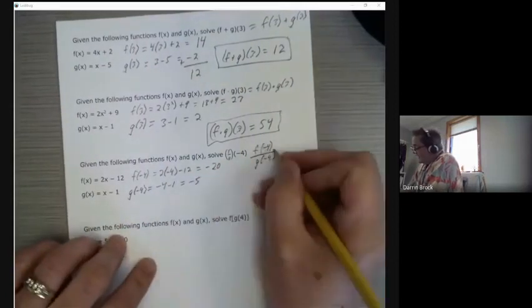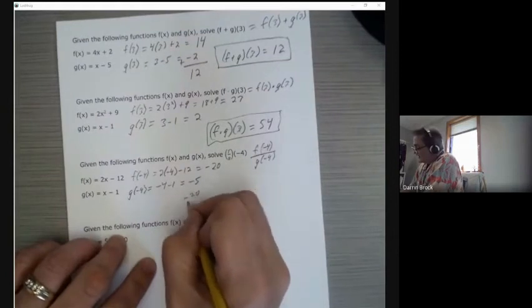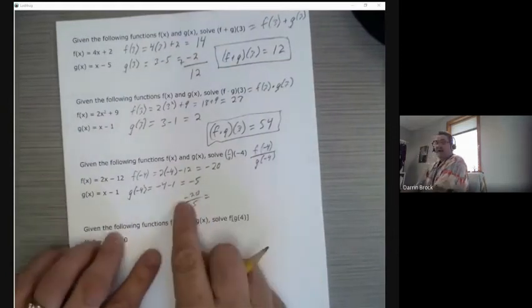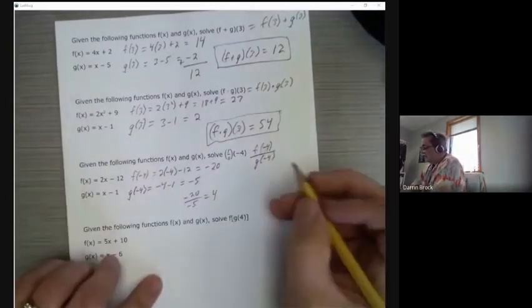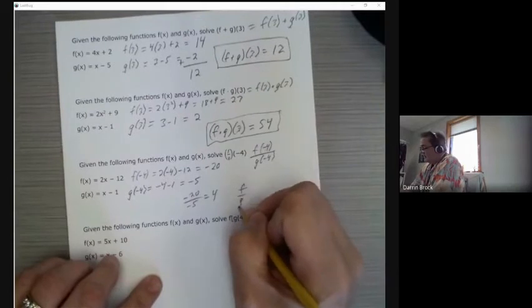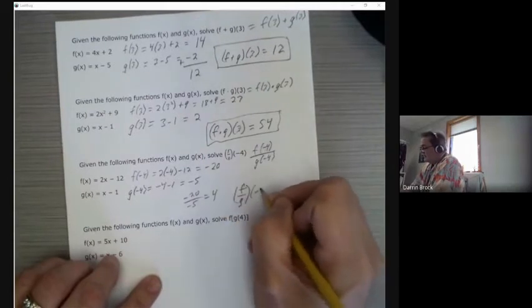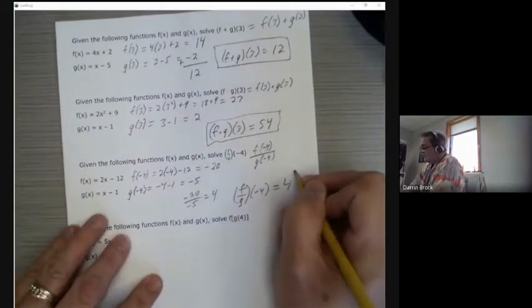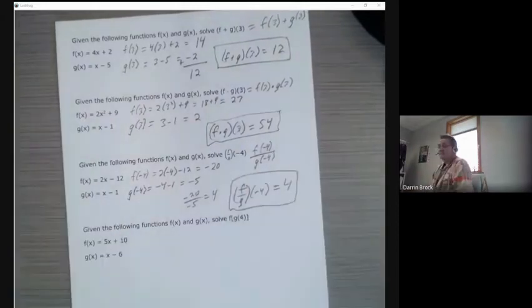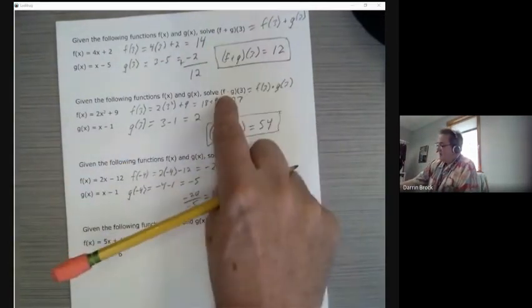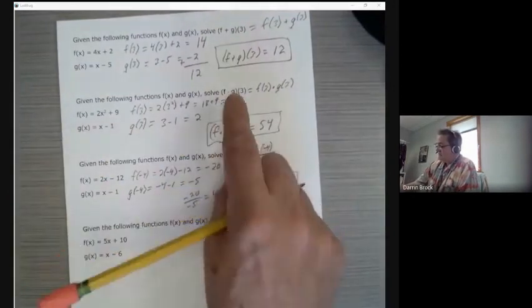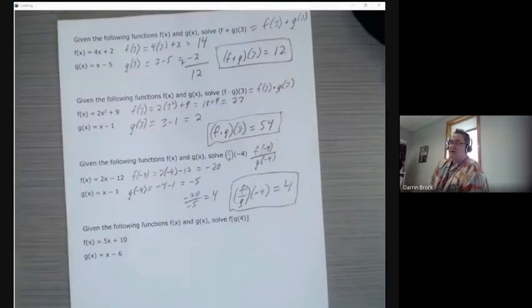So when we divide those, we get negative 20 divided by negative 5. Negative divided by a negative is a positive. 20 divided by 5 is 4. So f divided by g of negative 4 equals positive 4. Okay, those all work very similarly. You're just trying to figure out what operation we're using. Plus, multiply, divide, and minus works the same way. I just didn't do a minus. We could do a minus the same way.